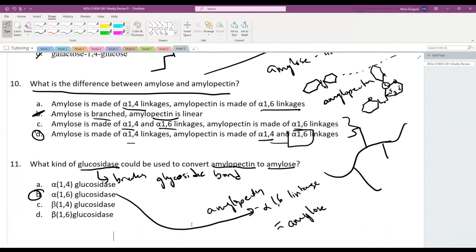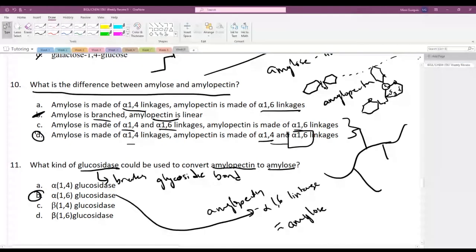Before I shift gears, do you have any questions about this idea with these polysaccharides? And there are more, by the way. There's a lot more polysaccharides in your PowerPoints. Amylose and amylopectin are almost always expected to be memorized. The others are somewhat professor dependent, so I figured I would just cover these two to make sure that it works for everyone.